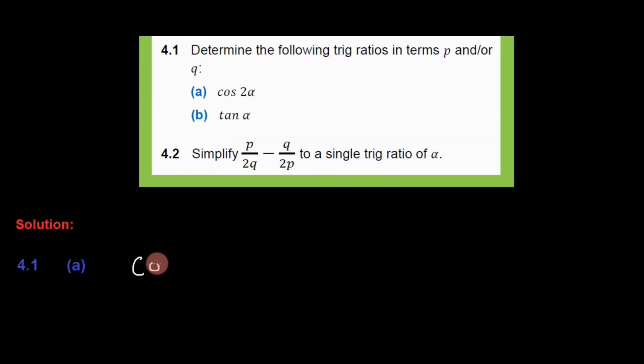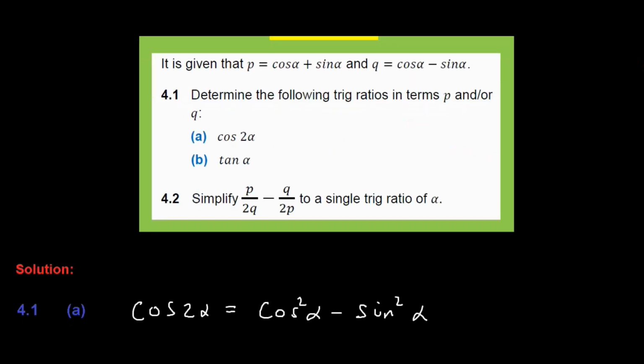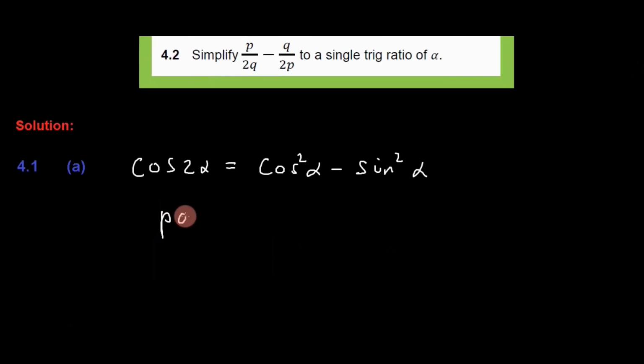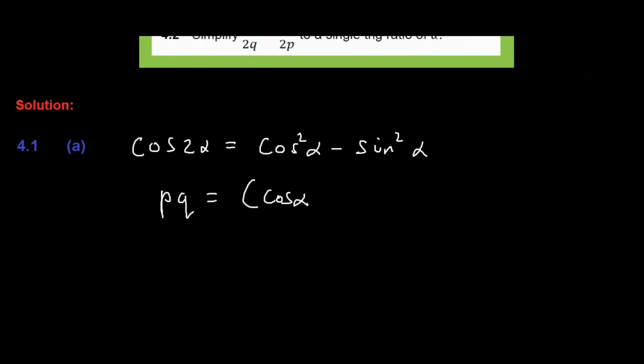We know that the cos of 2 alpha can be written as cos squared of alpha minus sine squared of alpha. Now, let's have a closer look at P and Q. When we multiply P and Q together, we get a difference of squares. In other words, P times Q, or PQ, will be cos alpha plus sine alpha multiplied by cos alpha minus sine alpha.